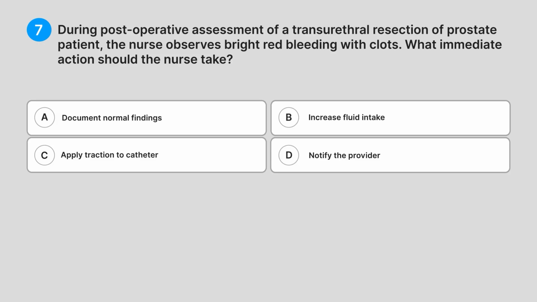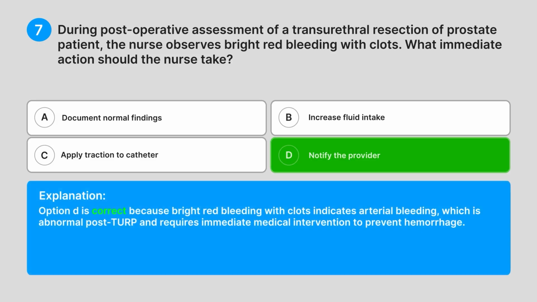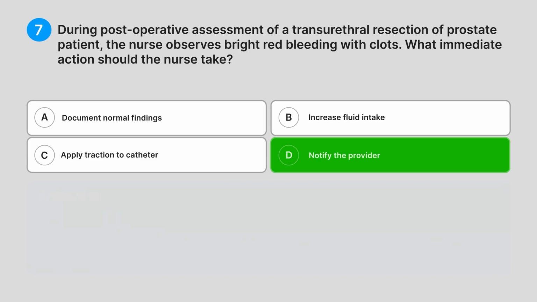Correct answer, D. Notify the provider. Explanation. Option D is correct because bright red bleeding with clots indicates arterial bleeding, which is abnormal post-TURP and requires immediate medical intervention to prevent hemorrhage.